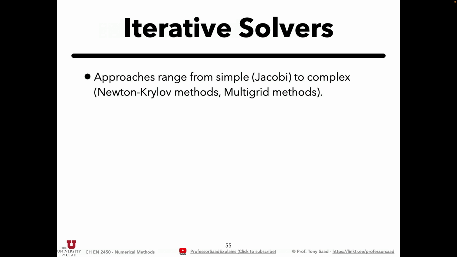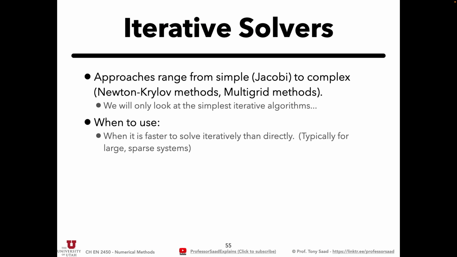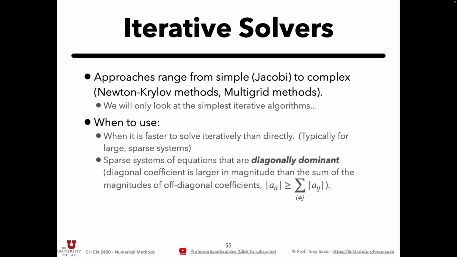Iterative solvers, there are a lot of methods, from something as simple as Jacobi, which we will learn in this class, to methods like Newton-Krylov methods and multigrid methods, which we will not learn. But just to mention them, some libraries in Python contain those. So we will only look at the simplest iterative solvers, and we will use them when we have large sparse matrices, because they're much, much cheaper than direct solvers.